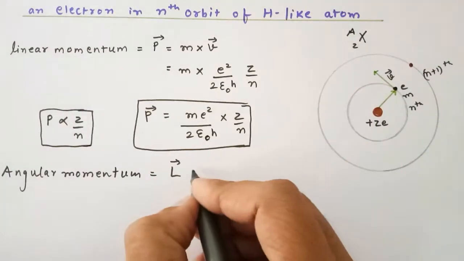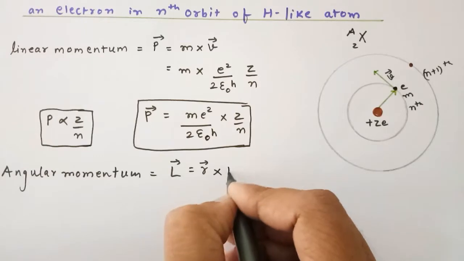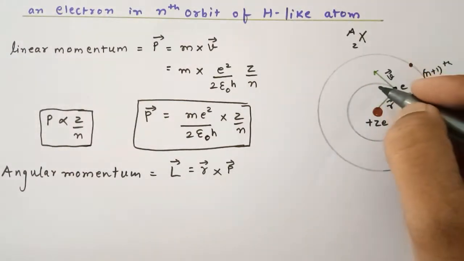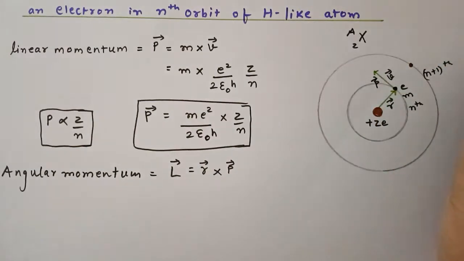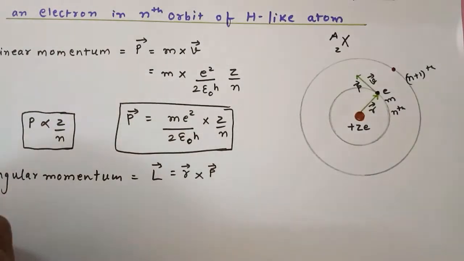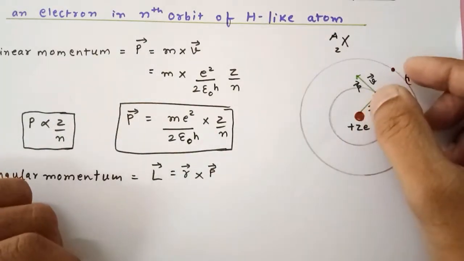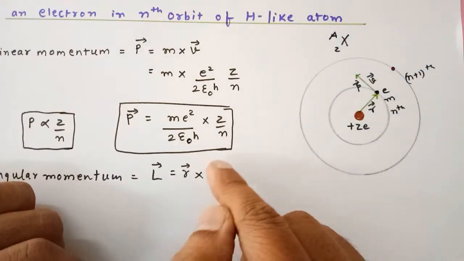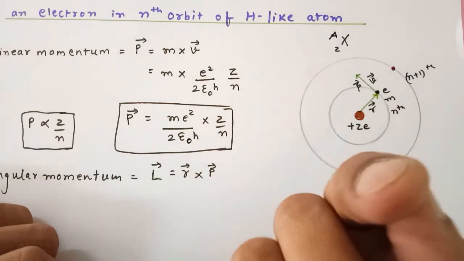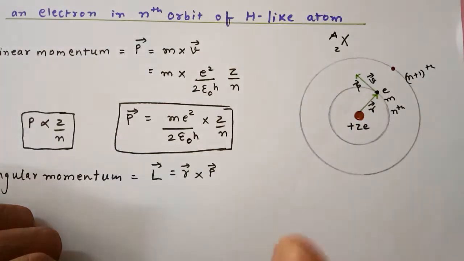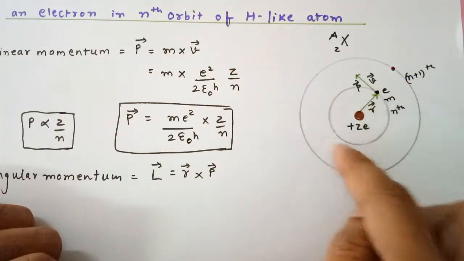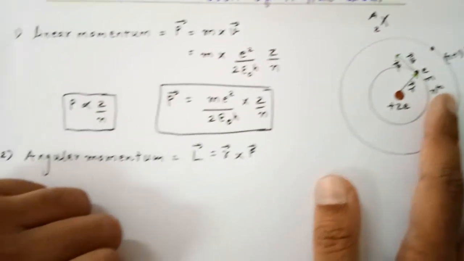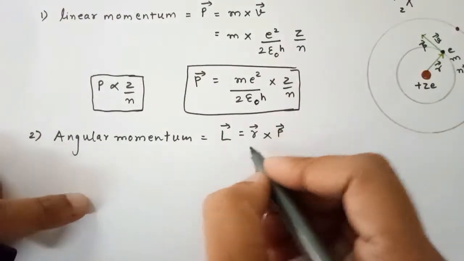L is actually r cross p. The r vector is shown over here. The p vector and v vector are in the same direction. So if I pull this r vector over here, then r cross p as per the right hand thumb rule will be in the upward direction. So the angular momentum vector is always along the axis of rotation, upward or downward direction. Here it is in the upward direction, as we have considered the revolution of the electron like that. Okay, so let's put the values over here.